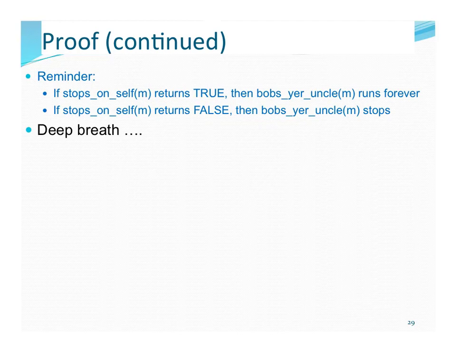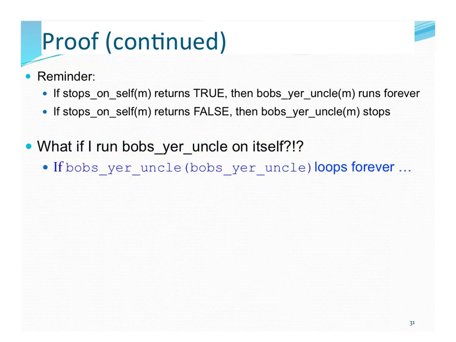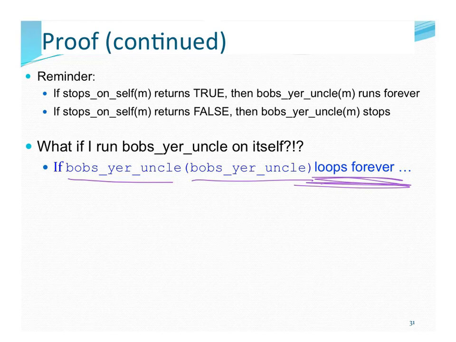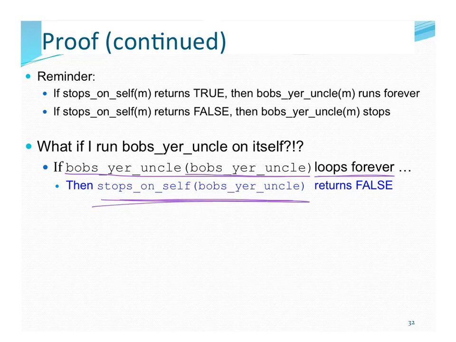Okay, now everybody take a deep breath, because here's where the exciting part gets started. So what happens if I run Bob's your uncle on itself? Well, there's two possibilities. If I run Bob's your uncle on Bob's your uncle, it might loop forever, or it might stop. Let's just say what happens if it loops forever, and see where we go from that. Well, of course, if Bob's your uncle running on itself loops forever, then stops on self on Bob's your uncle is going to return false, because it loops forever, it doesn't stop on itself.